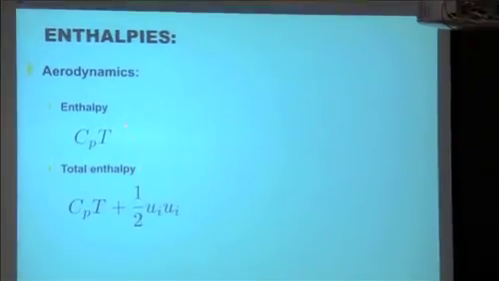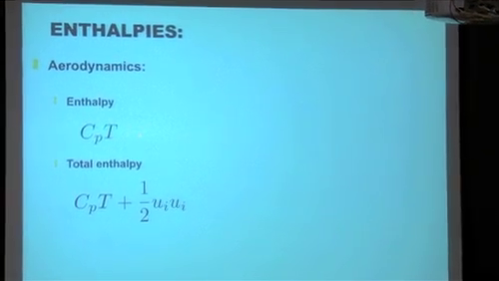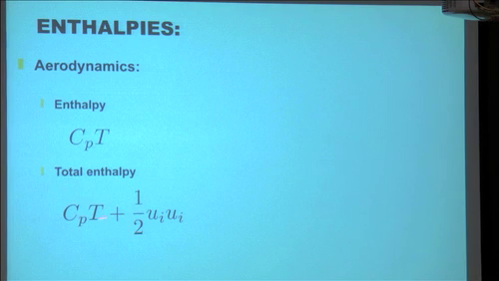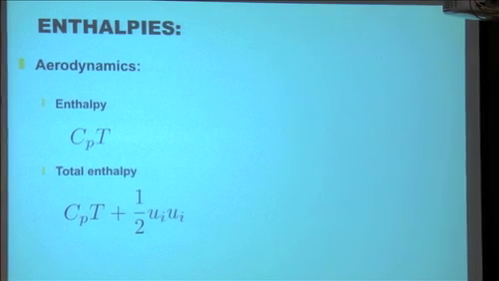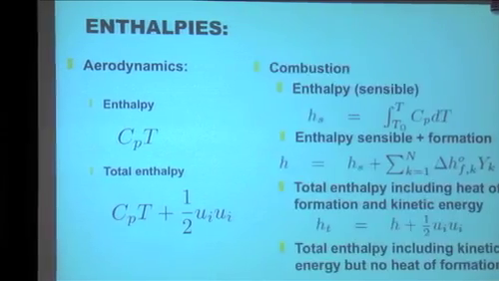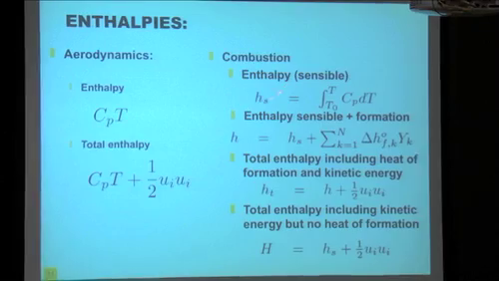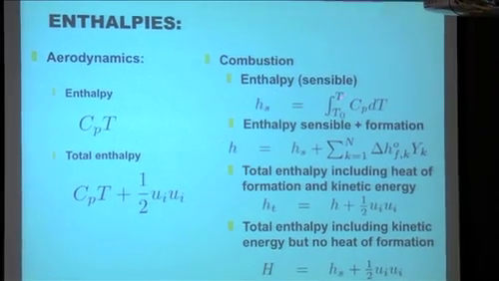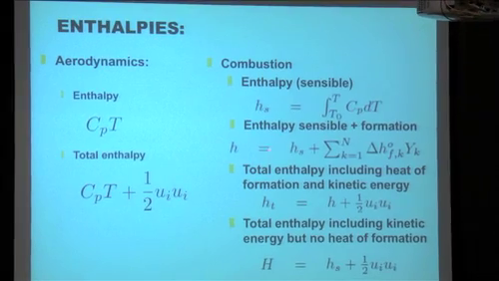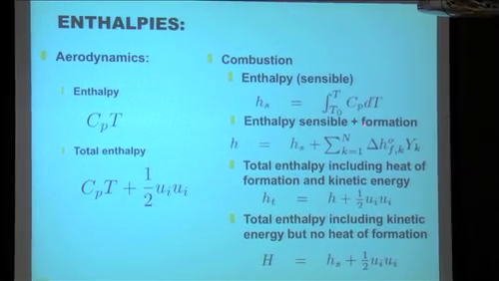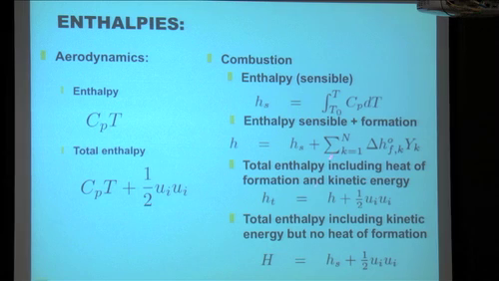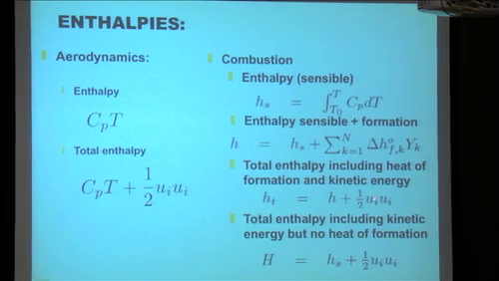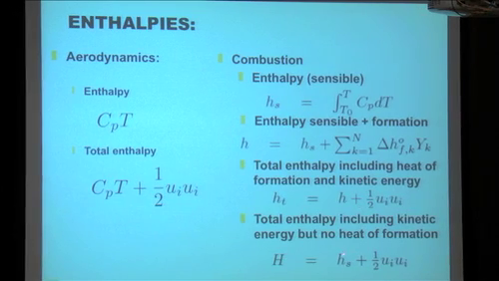Now, what about enthalpies? If you come from the world of classical aerodynamics, you know two enthalpies, the CpT and the total enthalpy, where you add CpT and the kinetic energy. You go to combustion, unfortunately, it's a bit more complicated. The sensible enthalpy is not CpT, it's the integral from the reference temperature to T of Cp dT. Usually, you have an intermediate quantity where you add the formation enthalpy, the chemical energy, if you want, to it. And then you can even add the kinetic energy. And sometimes you see people using only the sensible enthalpy plus the kinetic energy.